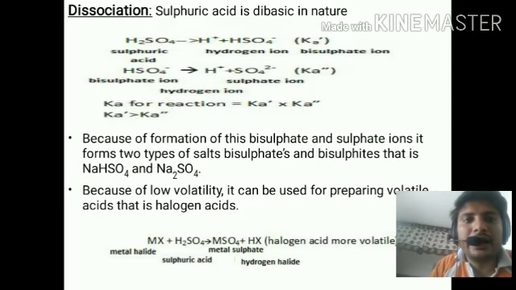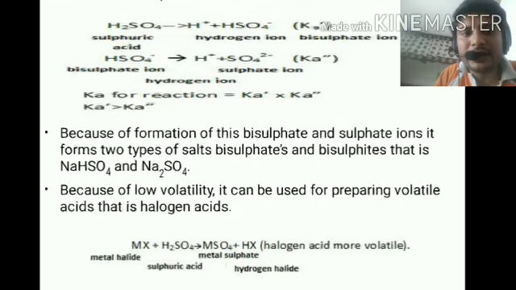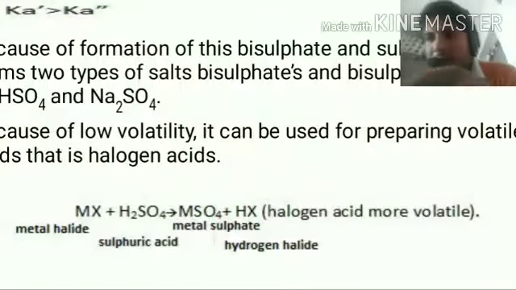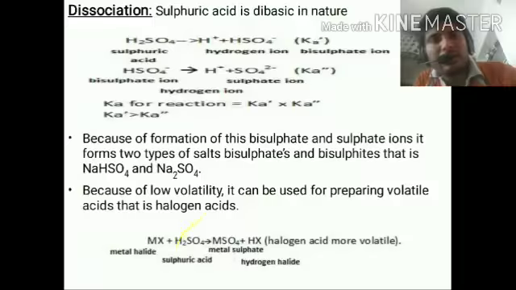Because of its low volatility, it can be used for preparing volatile acids, that is, halogen acids. By this method we can form the acid. MX means metal halide, which reacts with sulfuric acid and gives the metal sulfate and hydrogen halide, HCl, HBr, HF. We can form it. Okay, now the next one.